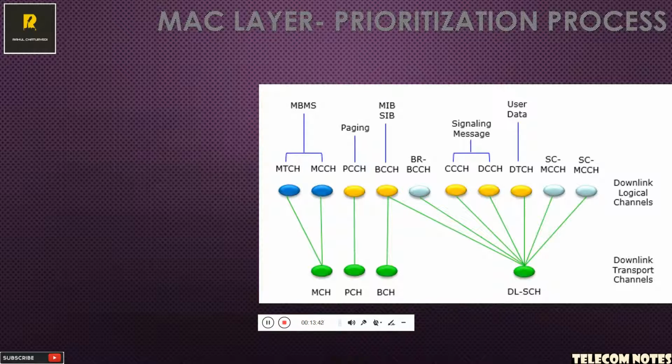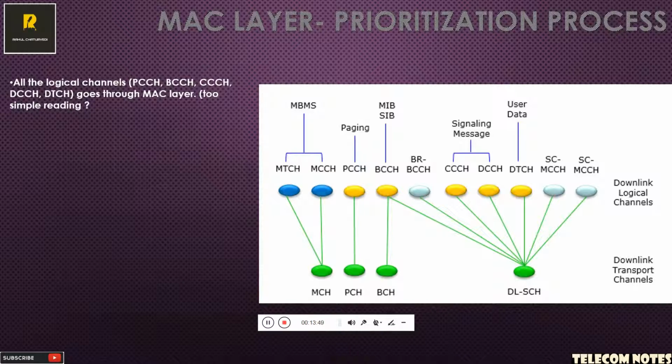As you can see in this image, these are the channels, and all the logical channels: PCCH, BCCH, CCCH, DCCH, DTCH. PCCH is the paging control channel, BCCH is the broadcast control channel, CCCH is the common control channel, DCCH is the dedicated control channel, and DTCH is the dedicated traffic channel.